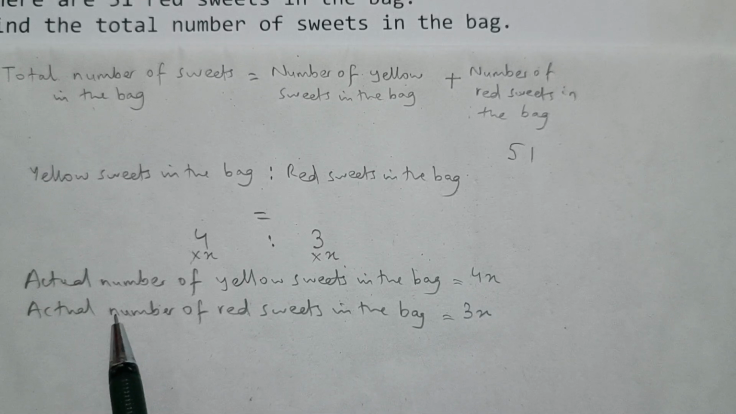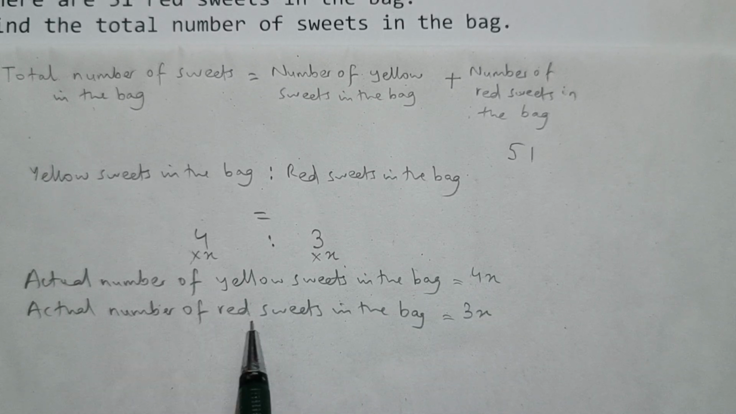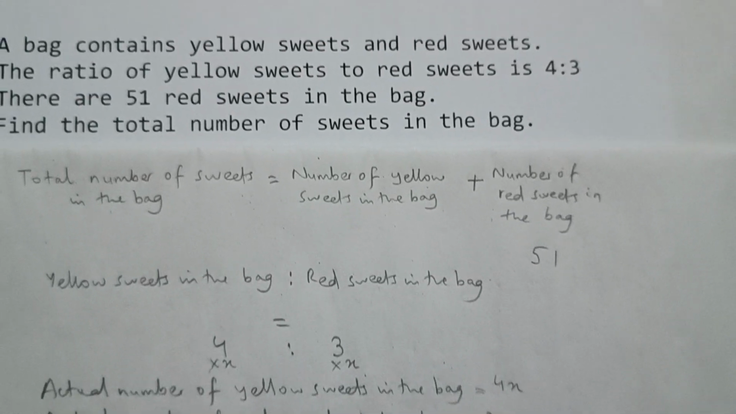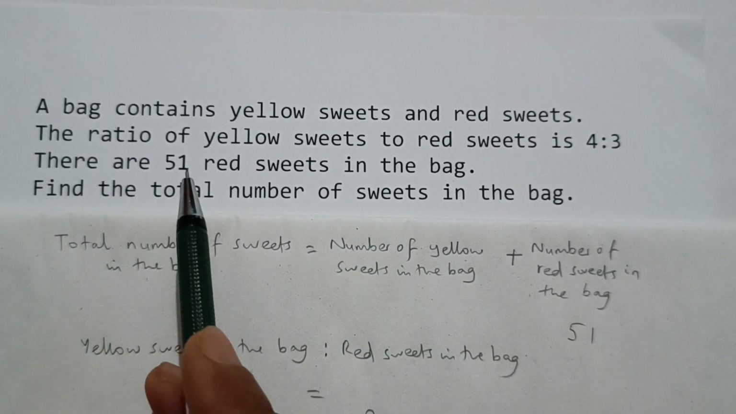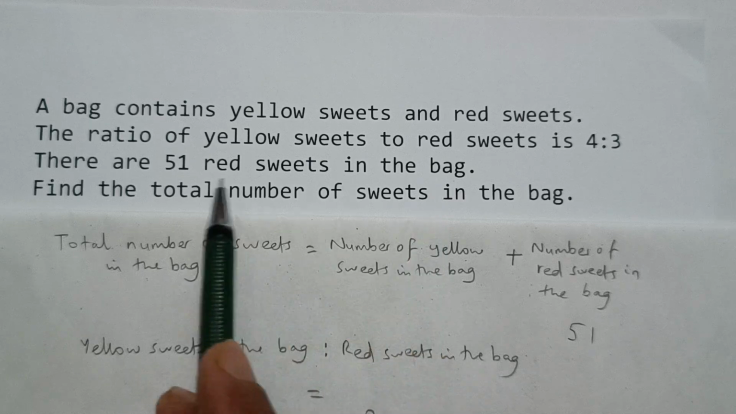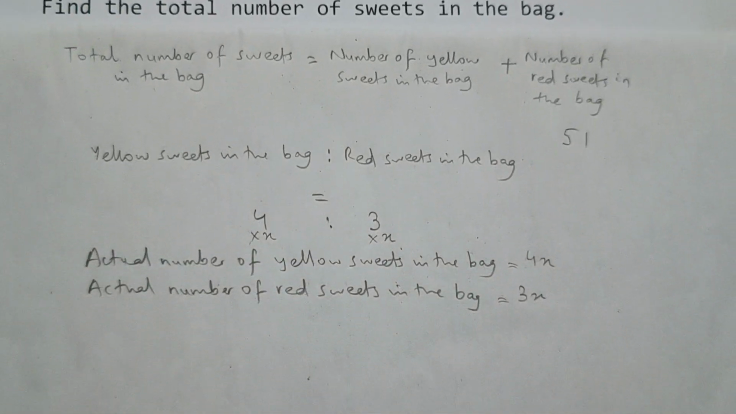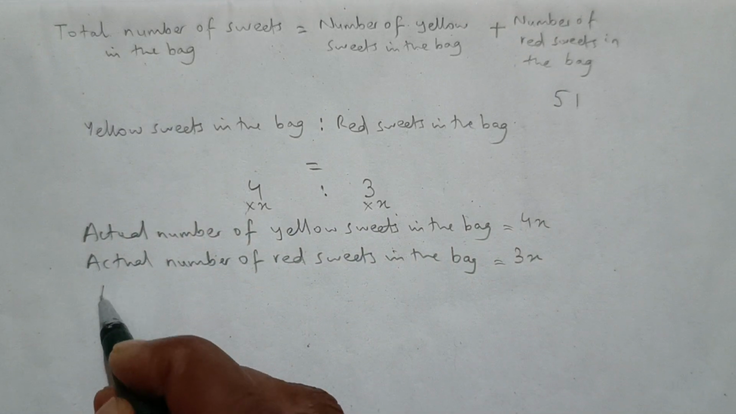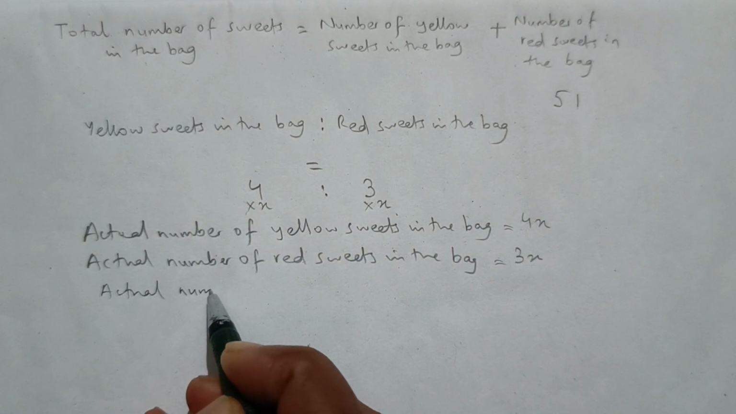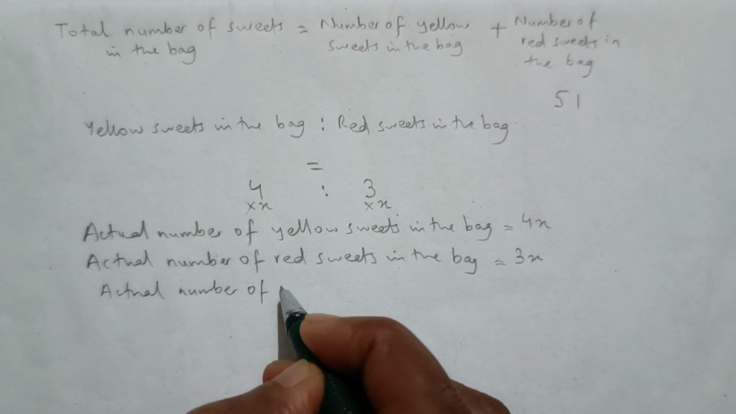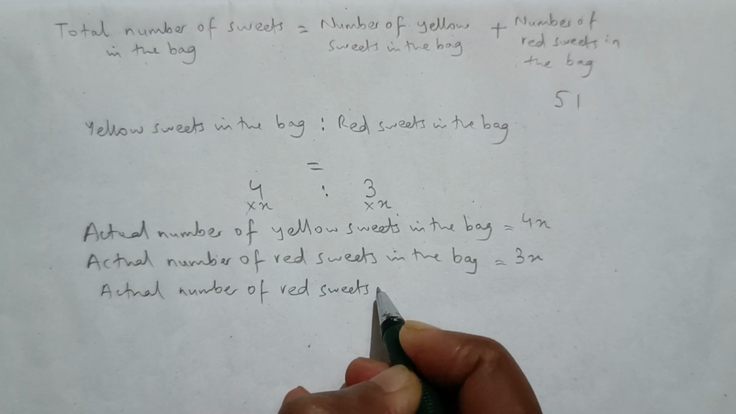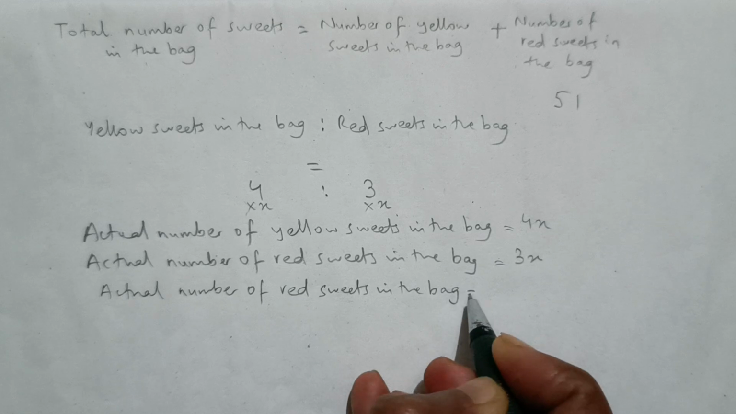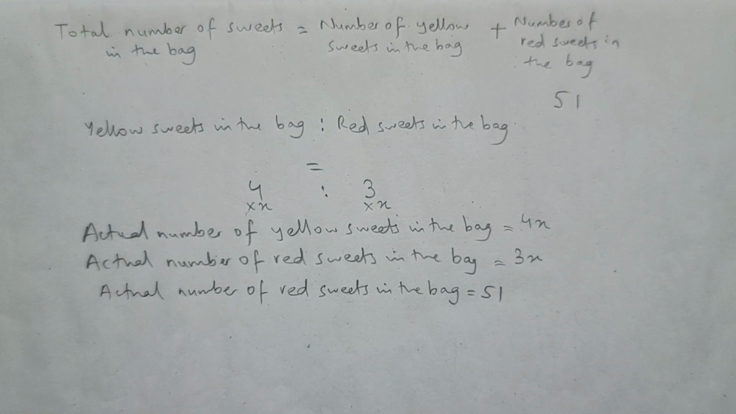Now, the actual number of yellow sweets in the bag is 4x, and the actual number of red sweets in the bag is 3x. In the question they have already given us that there are 51 red sweets in the bag. So the actual number of red sweets in the bag is 51. This information is given to us, and this has been given in the question.